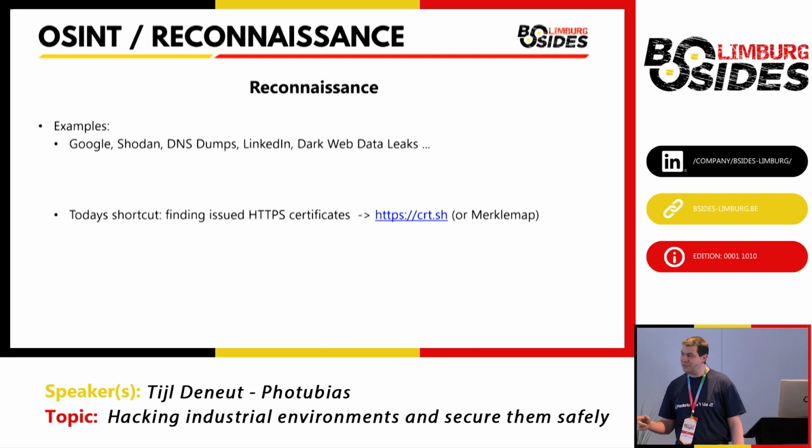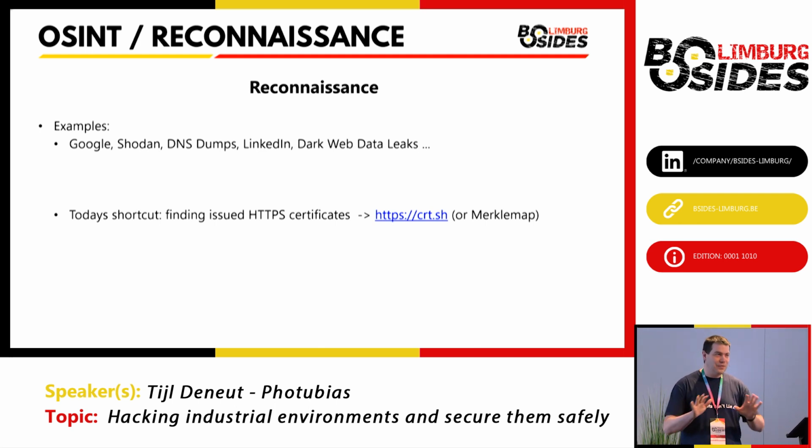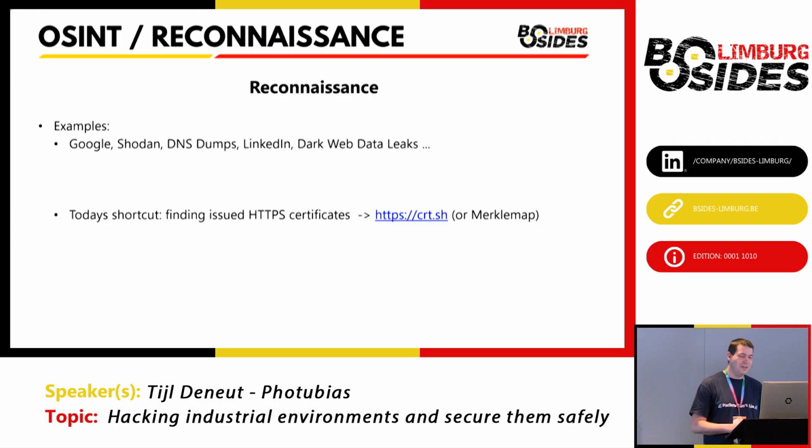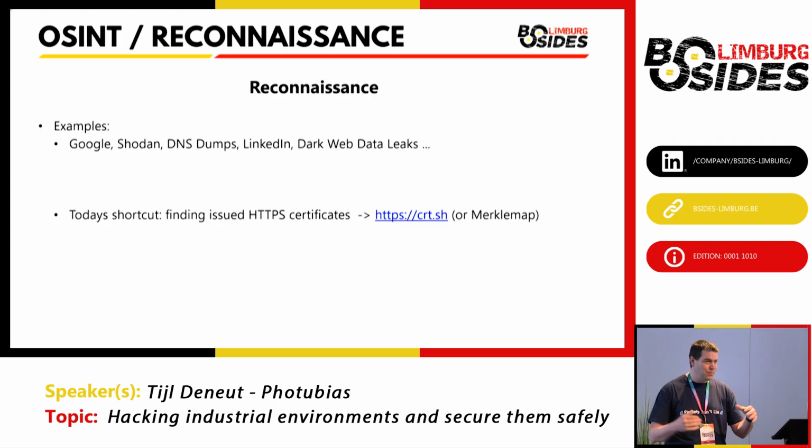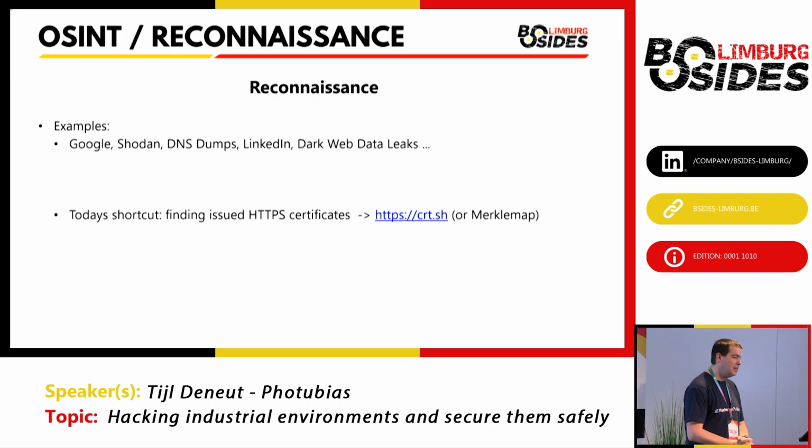With reconnaissance, we start looking on the internet. There are a lot of things. The famous hackers here, of which I see quite a lot, will know that there are hundreds of websites that you can find. A very quick and easy one to find the different websites and web interfaces that exist on the internet is crt.sh. Maybe some of you have heard of that website, right?